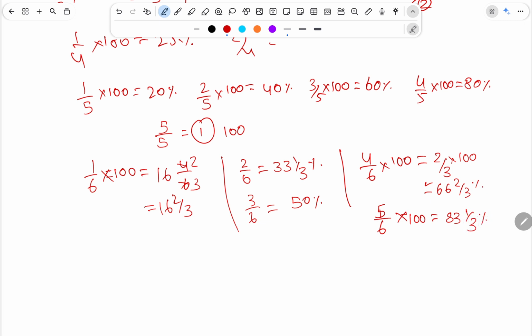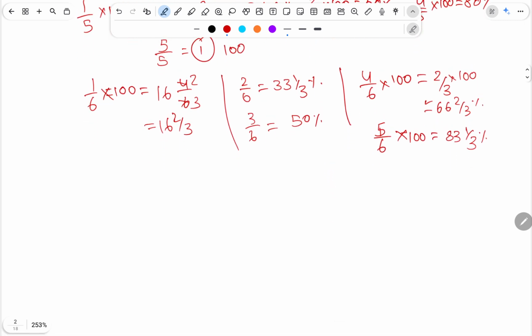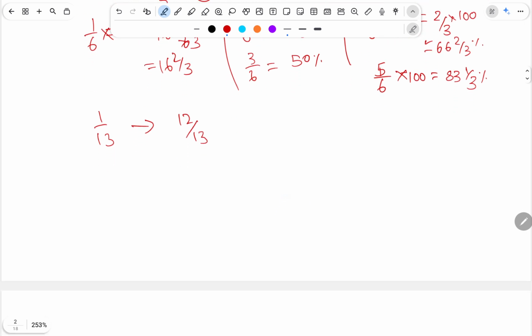Now you have to practice all this till what number? Till minimum 1 by 13, from 1 by 13 till 12 by 13. Sometimes more than that. How will they ask the question? See that. How will they ask the question?